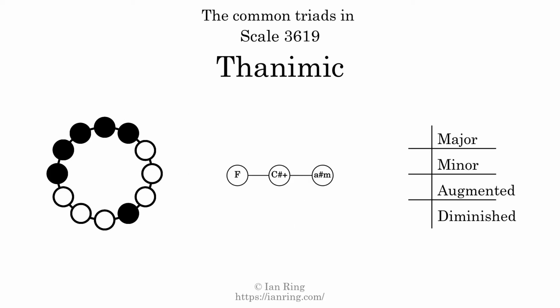111000100011. Here are the common triads present in this scale. The diagram in the center is a graph of parsimonious voice leading between triads. There is one major triad. There is one minor triad. There is one augmented triad. There are no diminished triads. Here is a Hamiltonian path of parsimonious voice leading that uses all the triads.